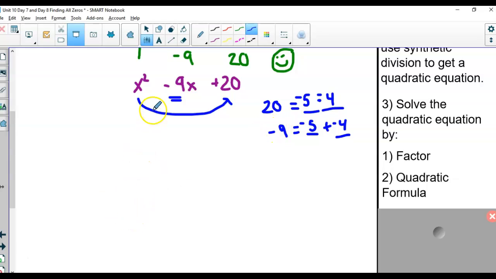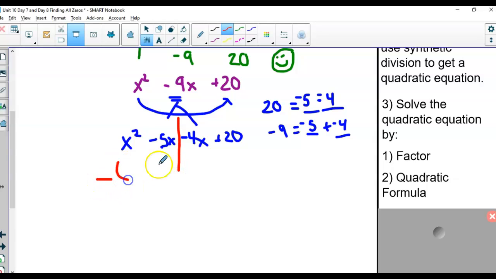So next I want to rewrite this function as x squared, the first term always. Then this -9x is now broken up into -5x minus 4x. That was the purpose of what we just did over here. And now I keep that 20. And now I'm going to factor by grouping, okay? So I'm going to break this in half. I like to make a little template like this.